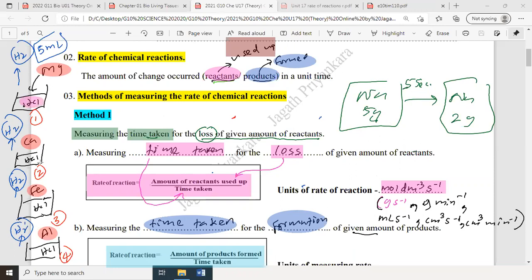Magnesium with HCl, calcium with HCl, iron with HCl, aluminum with HCl. So I want to find in which one the reaction occurs fast, or in which one 5 milliliters of hydrogen is given in less time. So that's what we are discussing now. This is how you get the question in the exam. Then they'll ask which reaction is fastest.